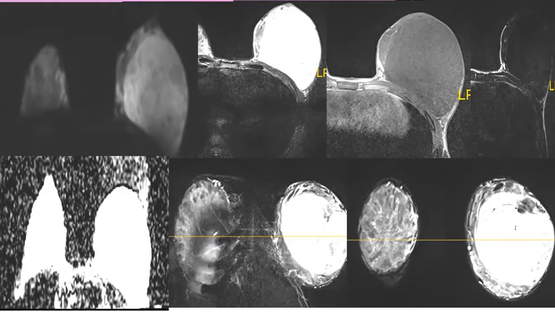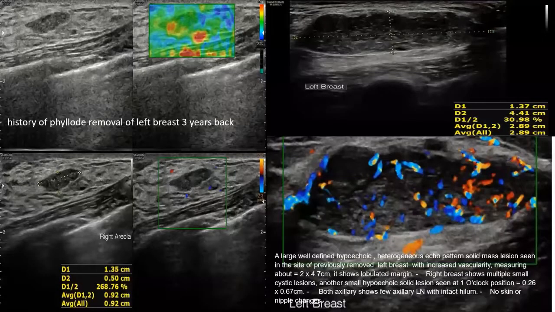Okay, this is the phylloides. The pathology was benign phylloides tumor. And 3 years after excision, the patient presented with a mass at the same location. Okay, the mass is recurring, and look at the recurrent mass here. It is well-defined. It is smaller than the first one, but it is still a large mass.